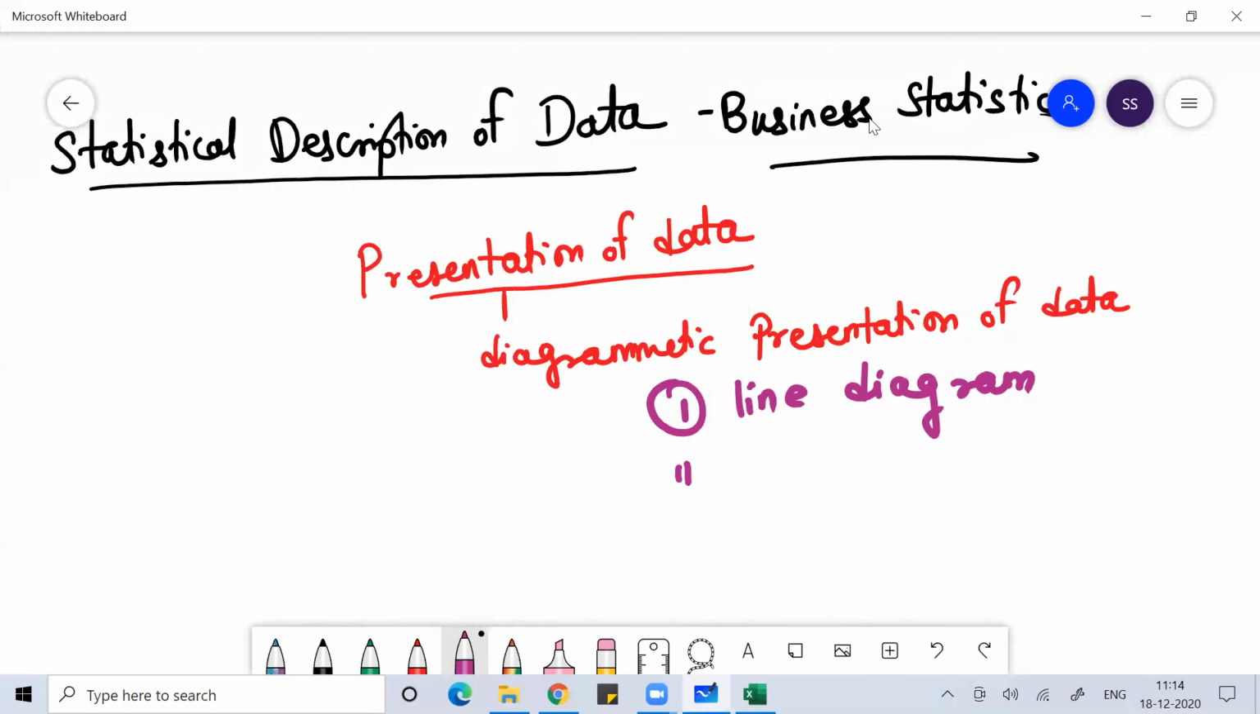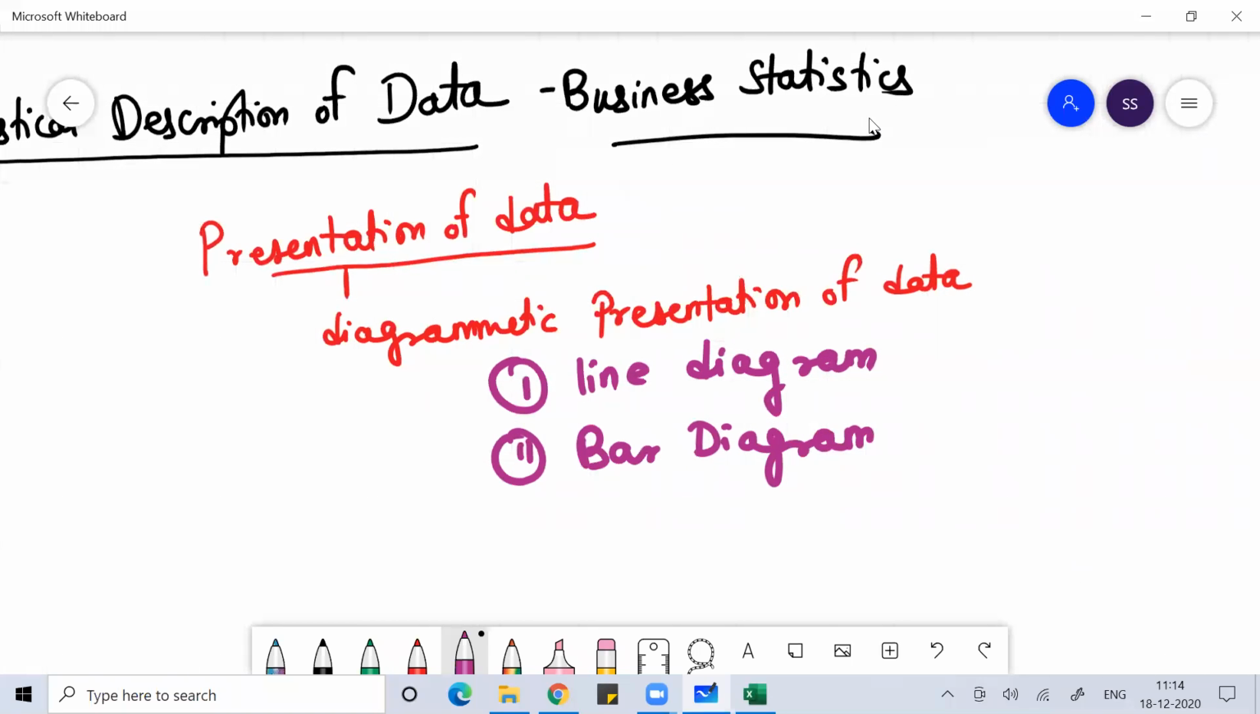Then going further, we can discuss the bar diagram. The bar diagram can be discussed in two parts: it can be a horizontal bar diagram or a vertical bar diagram. We use the horizontal bar diagram for qualitative data, and the vertical bar diagram for quantitative data.